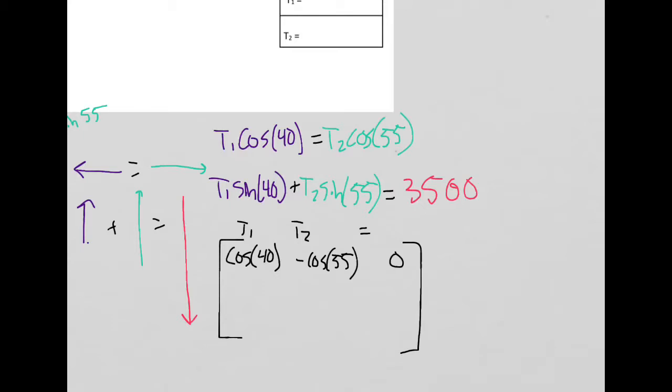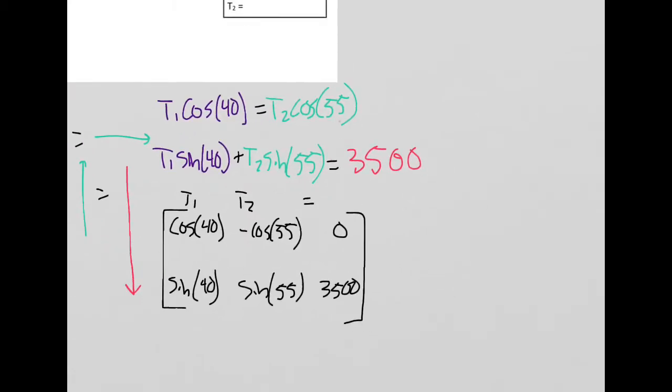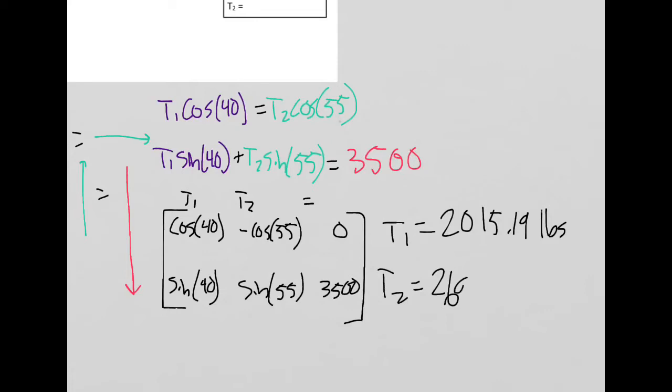In the bottom, I've got T1 times sine of 40, and then I've got T2 times the sine of 55, and that is all equal to 3,500. So run this through your calculator, and you should get your answers very quickly and find that T1 equals blank and T2 equals other blank. If you're careful and make sure you're in degree mode, you should find that the tension in cable 1 is 2015.19 pounds, and in T2 it is 2,691.4 pounds.